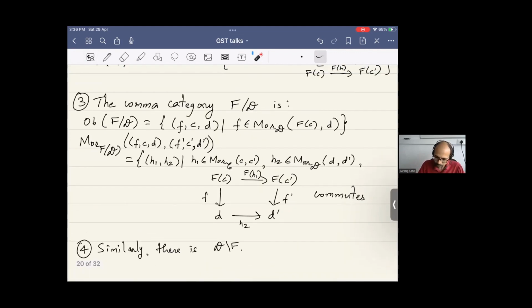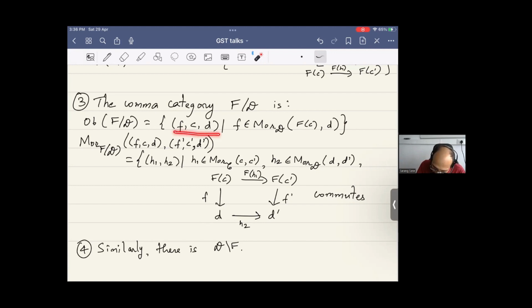Okay, so there's another comma category, and this time instead of an object, you have the entire category D. Here you basically say that instead of taking a particular object, I take all morphisms which start from images of elements of objects of C, and they terminate in objects of D, right?